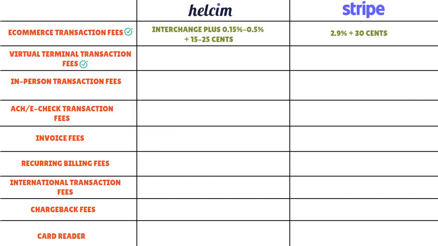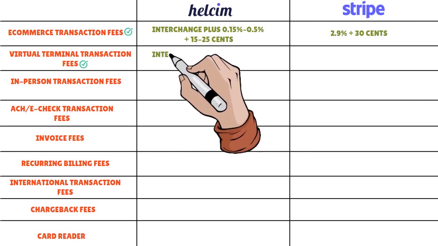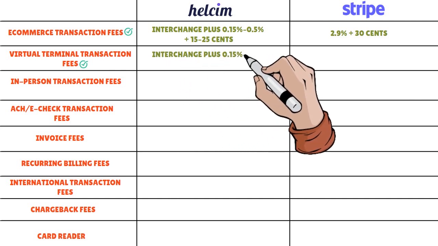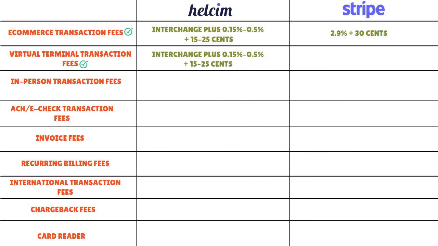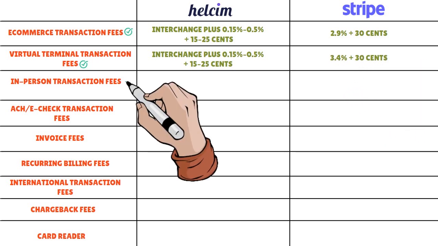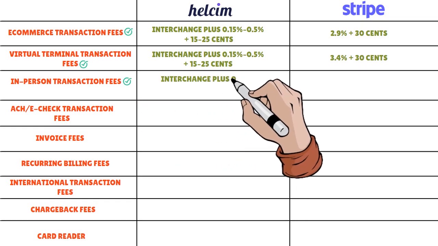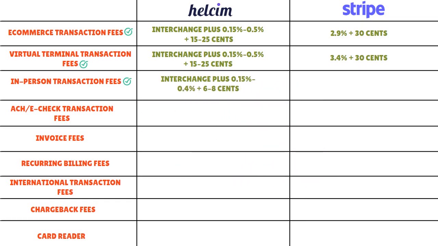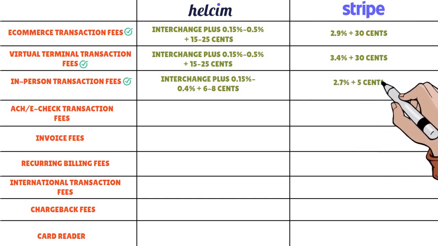For virtual terminal transaction fees, you can see again that Helcim takes a relatively small edge, because you have interchange plus 0.15% to 0.5% plus 15 to 25 cents, same thing, but Stripe is charging you 3.4% plus 30 cents. For in-person transaction fees, you're looking at interchange plus 0.15 to 0.40% plus 6 to 8 cents, and in terms of Stripe, 2.7% plus 5 cents. Again, here Helcim seems to win a little bit.